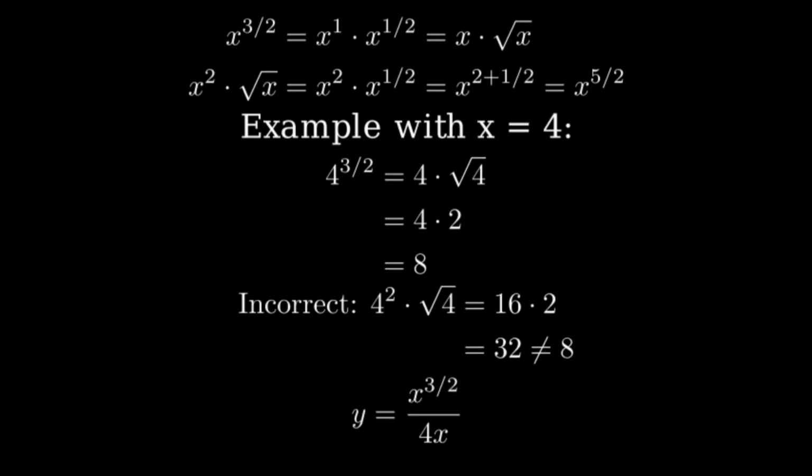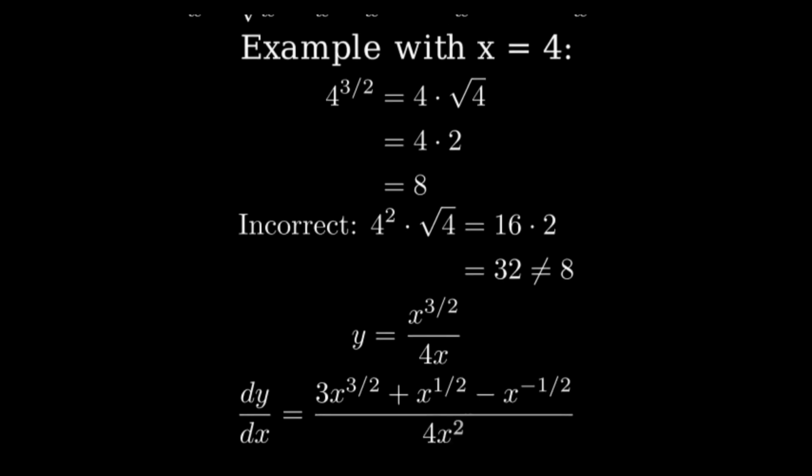Now, let's see how this understanding applies in calculus. Suppose we're finding the derivative of y equals x to the power of 3 halves divided by 4x. Using the quotient rule, we get the numerator as 3x to the power of 3 halves plus x to the power of 1 half minus x to the power of negative 1 half, all divided by 4x squared.